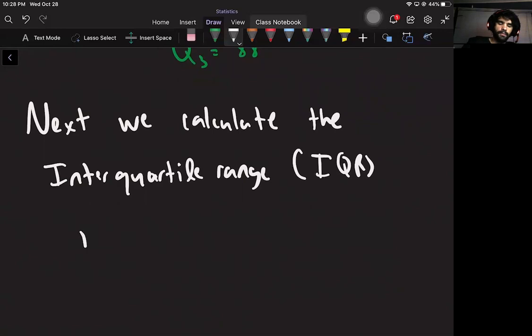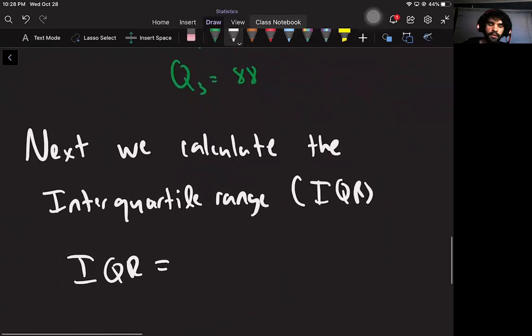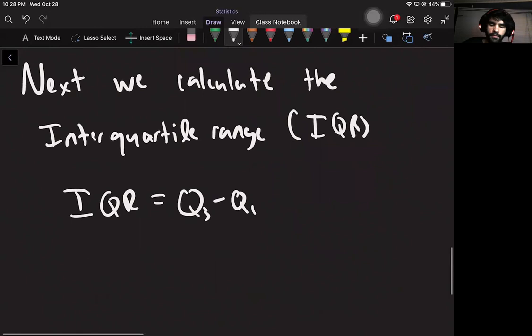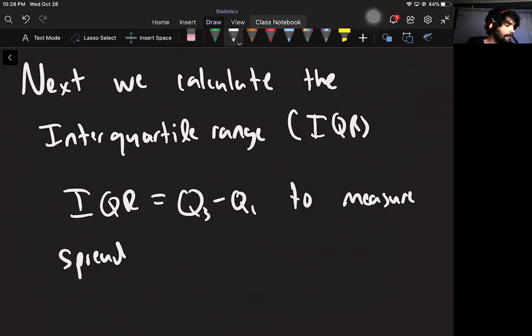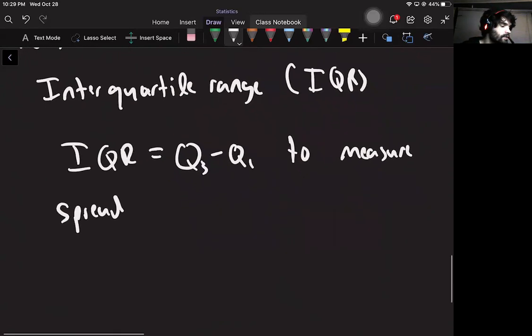And all it is, well, it's a range. The range is just the biggest thing minus the smallest thing. In this case, it's the biggest quartile minus the smallest quartile. So it's Q3 minus Q1. And this measures spread in a way, because it measures how far apart the middle 50% of the data is. So think about that for a second.